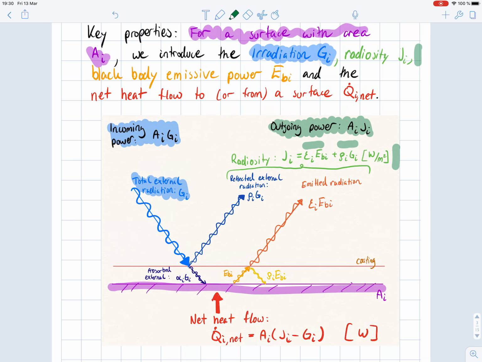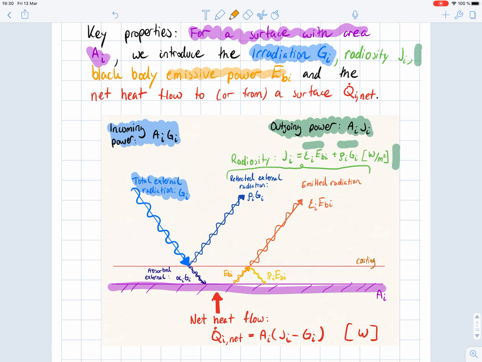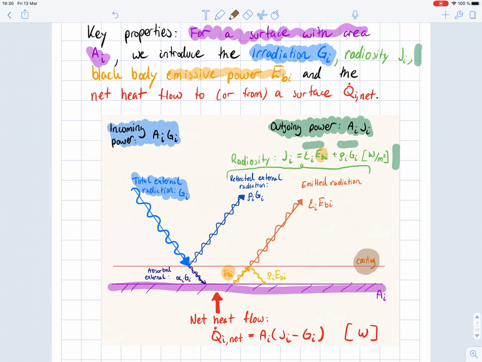The first term is related to what we call the black body emissive power, which is here in orange, and here, and here. This we can think of as the surface's own ability to emit energy by radiation. Each of the surfaces we will consider, we can visualize as having a sort of coating. This coating has two effects. One of it is that it will reflect some of the external radiation coming in. It will go in and then be reflected outwards again. Also, this applies for internal rays. So some of the emissive power of the surface itself will be reflected back into the surface.